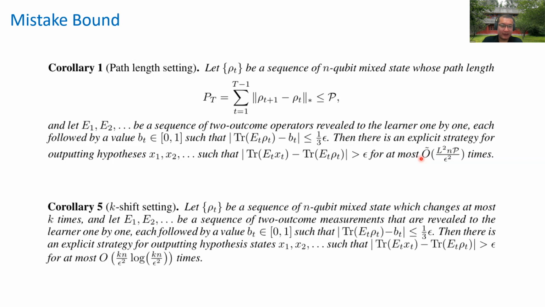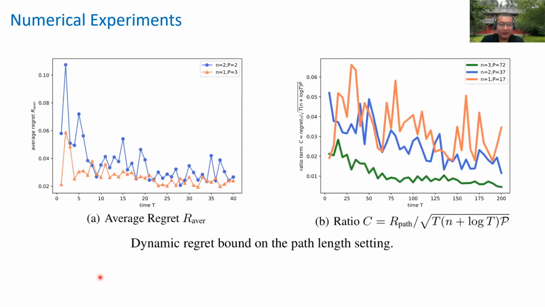And similarly for the K-shift setting, we also give a guarantee: even if your state changes arbitrarily, but at most K times, you can give a quantum algorithm where the number of mistakes made is at most on the order of K times N over epsilon squared times a log factor.